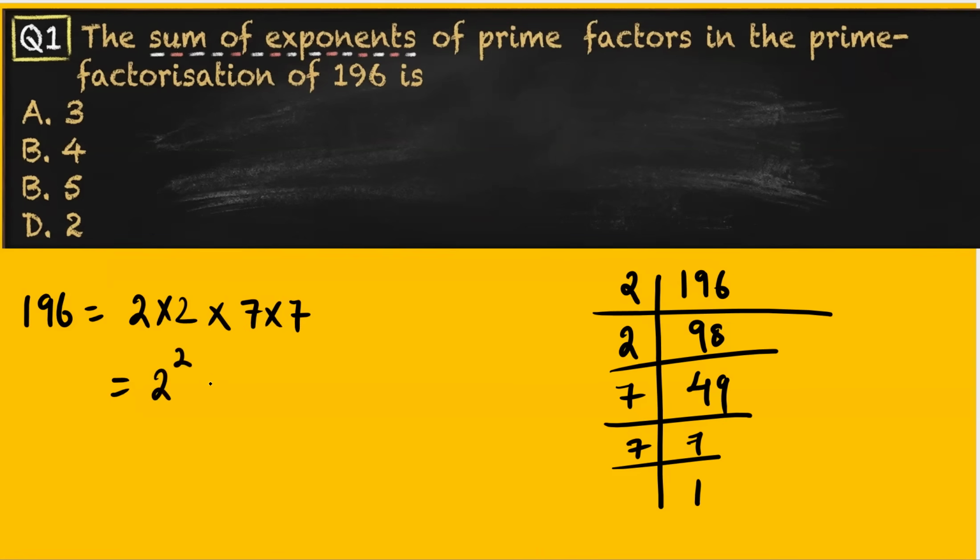That will be 2 to the power of 2 and 7 to the power of 2. Now in the question, it's clearly mentioned that we need to determine the sum of the exponents. So basically, what is the sum of exponents? We need to add their powers. So 2 plus 2, which is 4. Therefore, option B is the correct answer for this particular question.